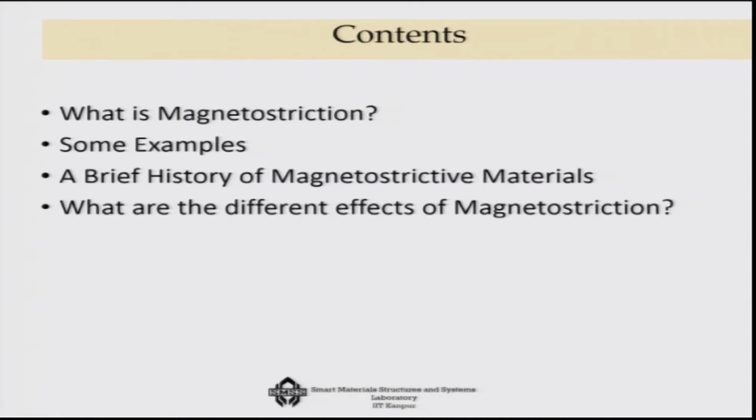In this series, I will first talk about what magnetostriction is, and then show you some examples where we can apply these magnetostrictive principles and develop transducers based on them. A brief history of magnetostrictive materials, the timeline, how things evolved and the different effects of magnetostriction, along with the constitutive relationships of the magnetostrictive material. So, let us first start with our first aim: to understand what magnetostriction is.